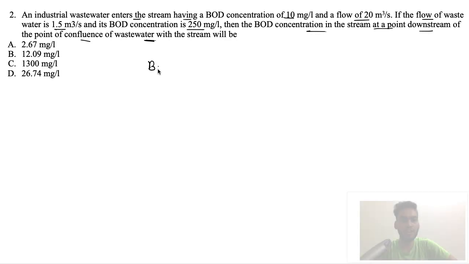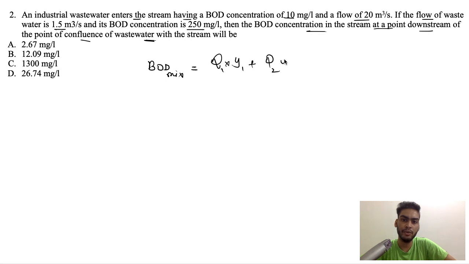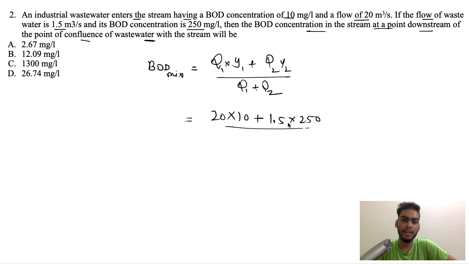So BOD of the mix, that is a very direct and simple formula. We take discharge times BOD, so Q1 Y1 plus Q2 Y2 upon Q1 plus Q2, that is a simple formula. So the discharge in the stream is 20 meter cube per second, so 20 times BOD is 10 milligrams per liter, plus for the waste it is 1.5 times 250 divided by 20 plus 1.5 or 21.5.